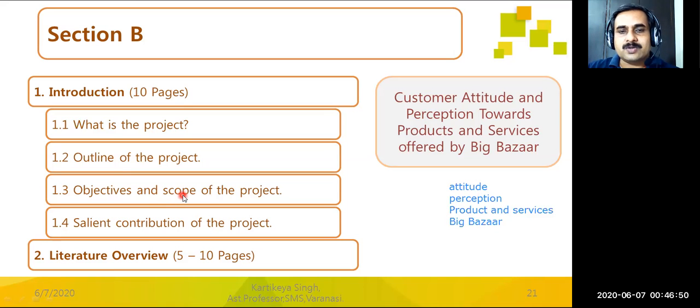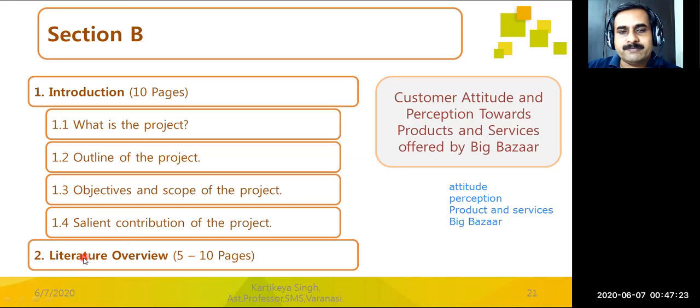And while discussing the scope of the project, we are again going to add the salient contribution of this project, meaning how this particular summer internship project report is going to contribute in further studies. So it is going to help future researchers also, and whatever the outcome would be, we are going to cover it through the salient contribution of the project. So these are the basic structure which we are going to cover through what is the project, outline of the project, objective and scope of the project, and salient contribution of the project.